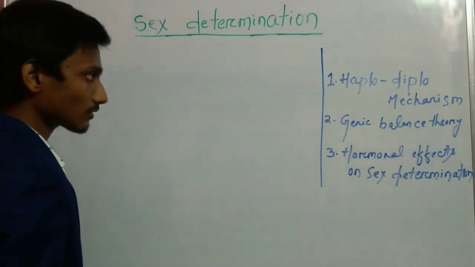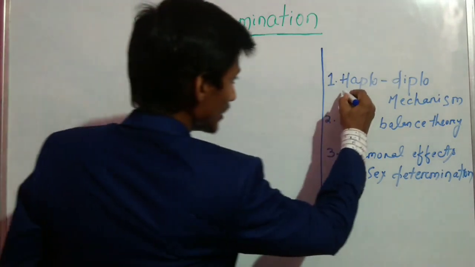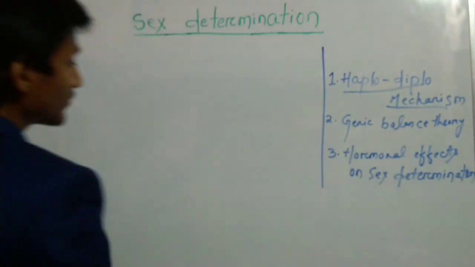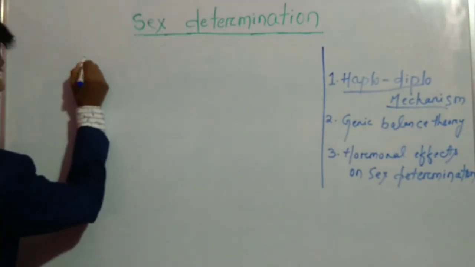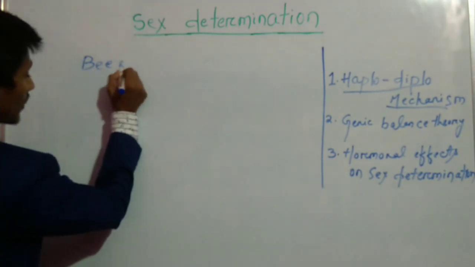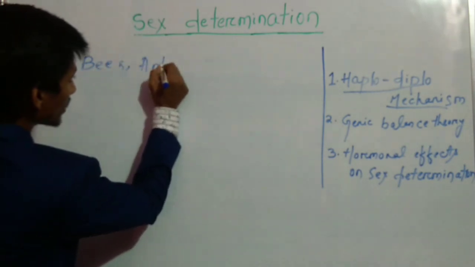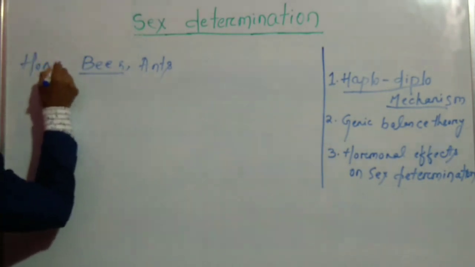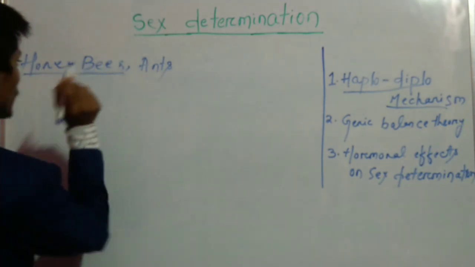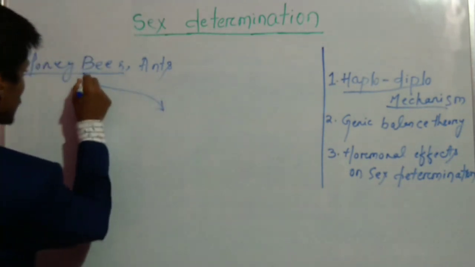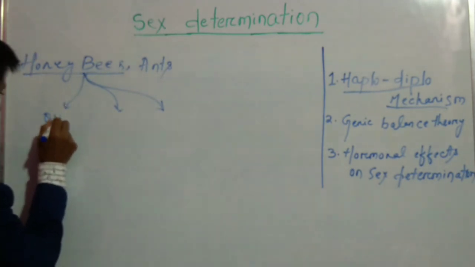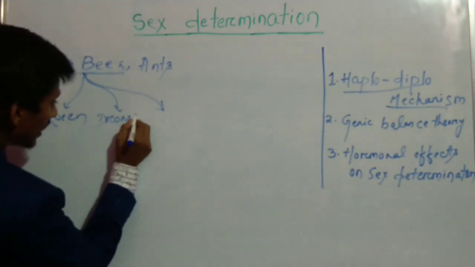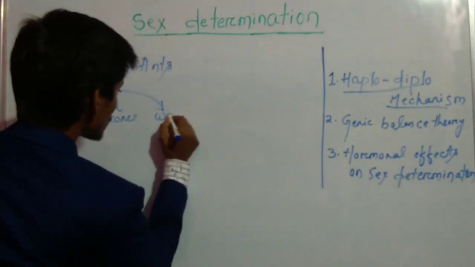So let's begin. So first of all, we will see what is haplo-diplo mechanism. This mechanism of sex determination is found in honeybees and ants. In case of honeybees, there are three types. One is the queen bee, another is the drones, and the worker bees are also present.